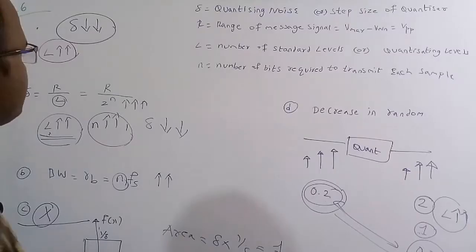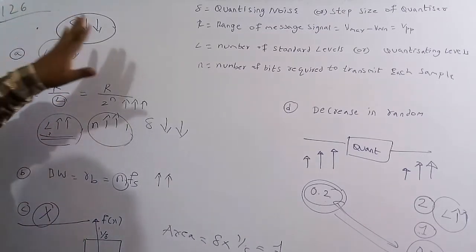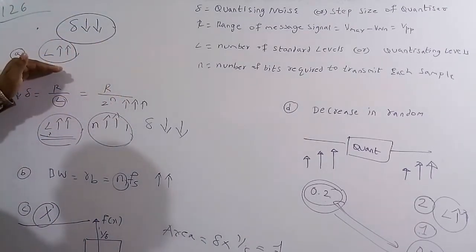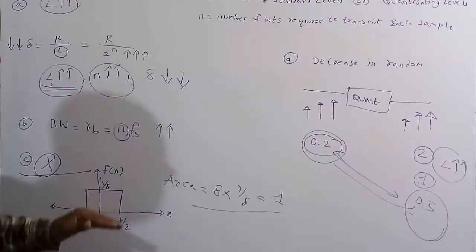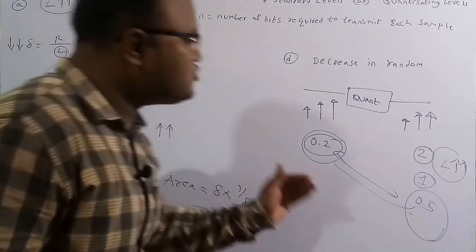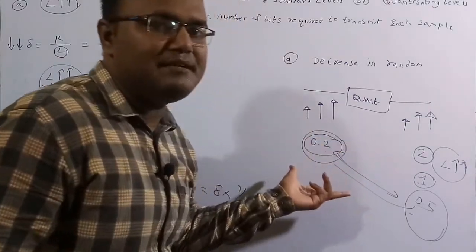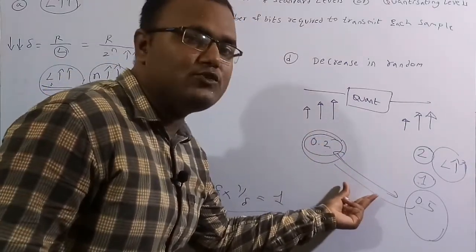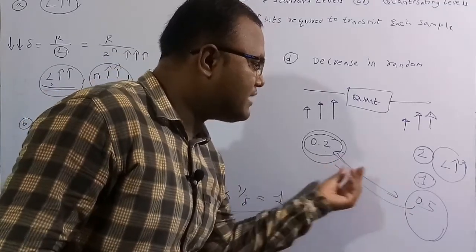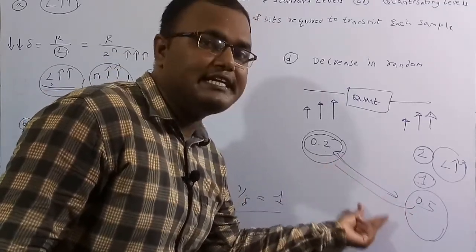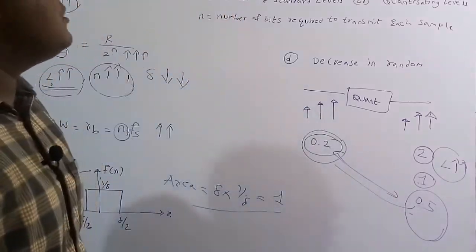So finally what I am trying to say is, whenever the quantizing power decreases, the number of levels will increase, the bandwidth is increased, the number of bits will increase, the channel noise will remain constant, and also the decrease in randomness means that the error value goes on decreasing. The error between the actual value, the sample value and the quantized value will go on decreasing. So this is all about this question.